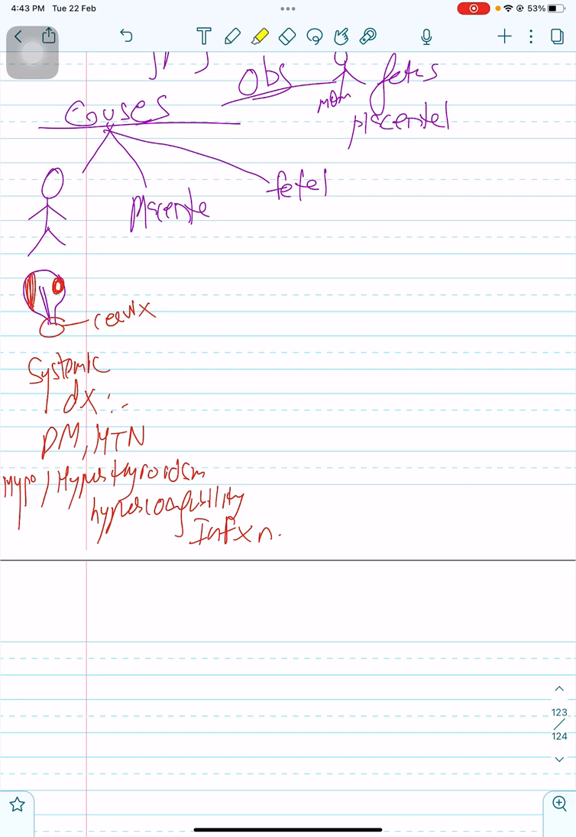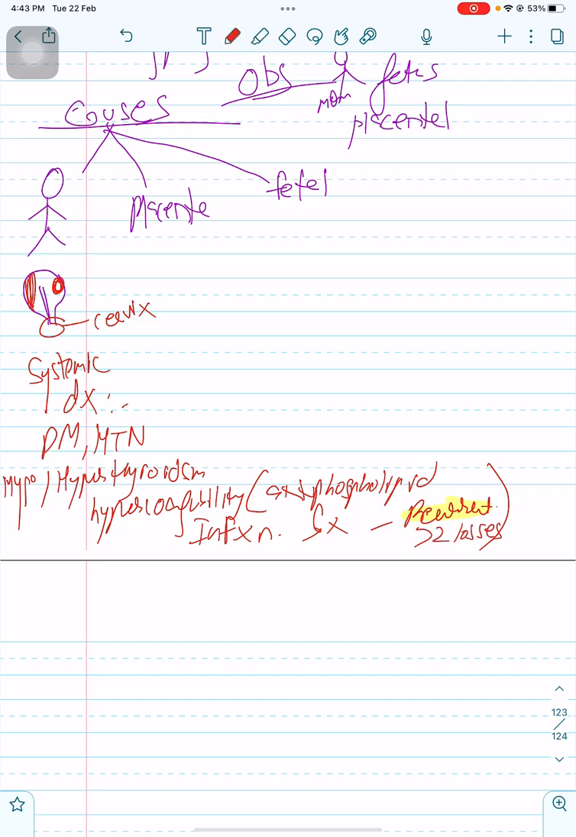But what is important to remember is that antiphospholipid syndrome is basically related with recurrent pregnancy losses. Recurrent pregnancy loss is when you have more than two losses of pregnancy, that is before 20 weeks of gestation.